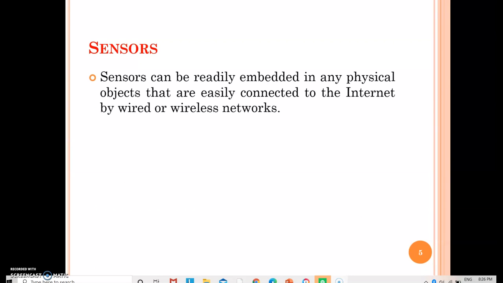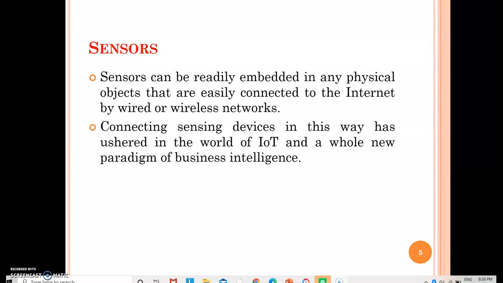So sensors can be readily embedded in any of the physical objects that are easily connected to the internet by a wired or a wireless network. We have seen the Google car where the data is passed to the cloud by using some kind of wireless network technology. So connecting sensor devices in this way brings the user into a world of IoT and a whole new paradigm of business intelligence. So connecting a sensing device is going to help us to get many kinds of information.